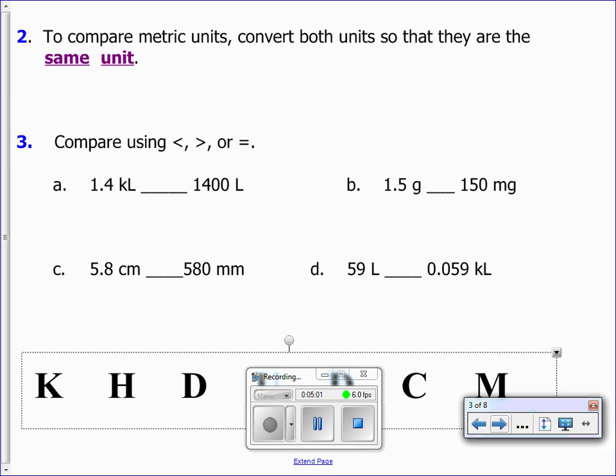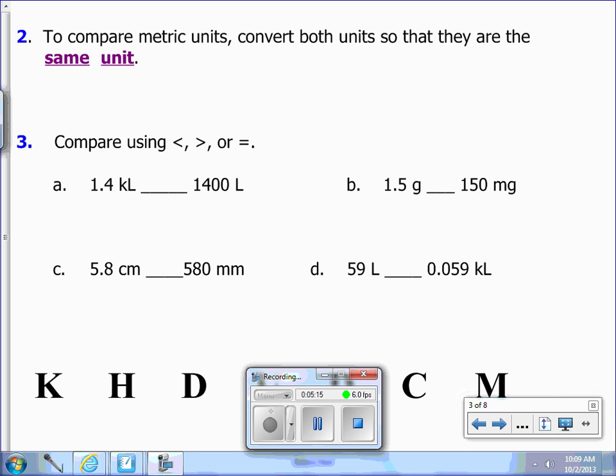Now, in number 2, we are to compare the metric units. Convert both units so that they are in the what, class? Same unit. So let's change them so that they are in A. Let's change them both to liters. Let's just do it in the unit. So if you don't know which to do, just choose the actual unit. So in A, we have liters. So we're going to change 1 4/10 kiloliters to liters. Do that now and compare to see if it's going to be less than, greater than, or equal to.